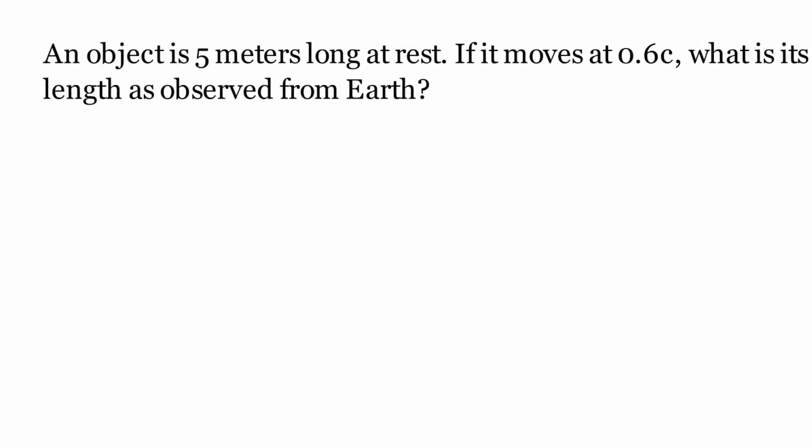An object is 5 meters long at rest. If it moves at 0.6 c, what is its length as observed from Earth? Letter A. 5.0 meters. Letter B. 4.0 meters. Letter C. 3.5 meters. Letter D. 3.0 meters.